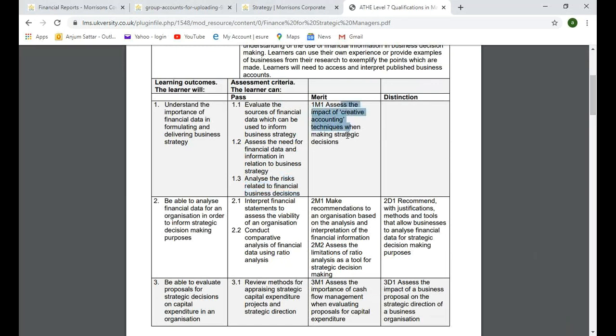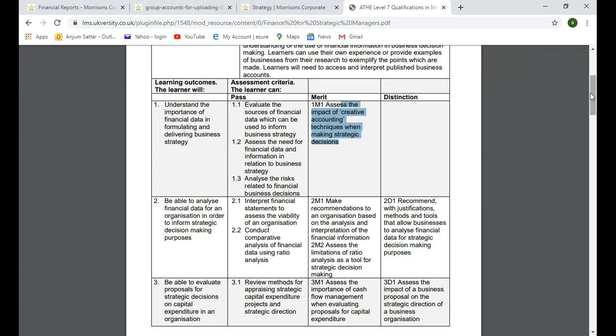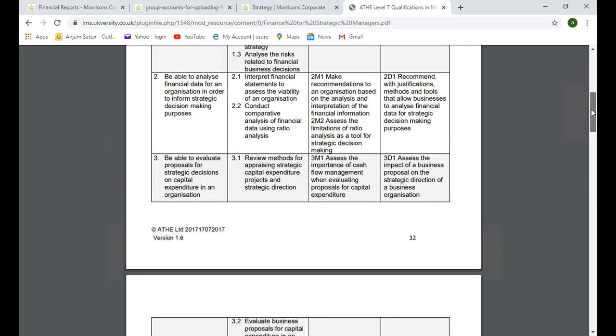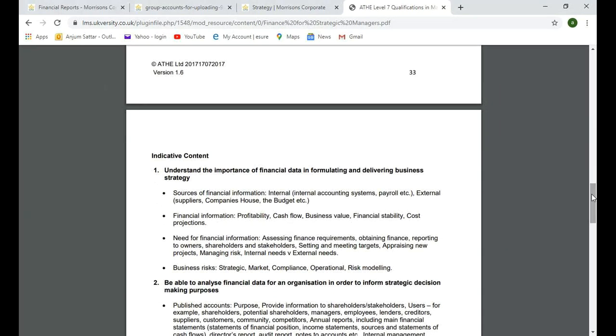And one of the key things in merit, we'll discuss creative accounting. A lot of people are very creative, like Tesco, one of them: they manipulated the profit from 180 million to 220 million shown in the profit and loss account in the financial statement. So we'll discuss that. We have three learning outcomes. Each lesson will go through one, and we have an indicative content of what we're supposed to learn. Today's lesson will go through all of this, the key things.